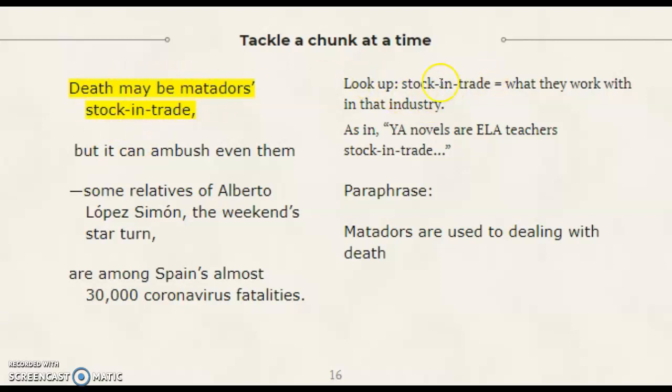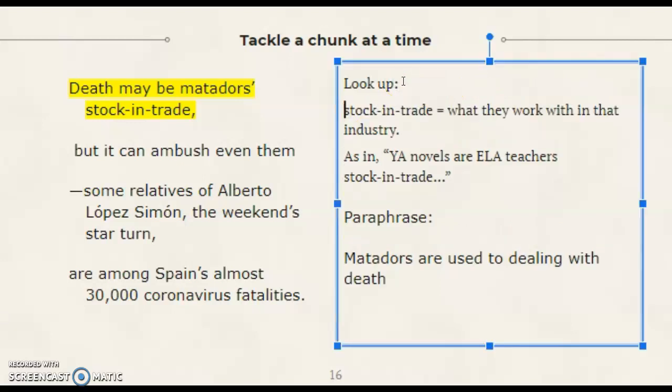Okay, stock in trade, if you looked it up, what it means is what a person works with in that industry. So novels are the stock in trade for ELA teachers. So what they're saying basically is that matadors are used to dealing with death because their job involves a lot of death.